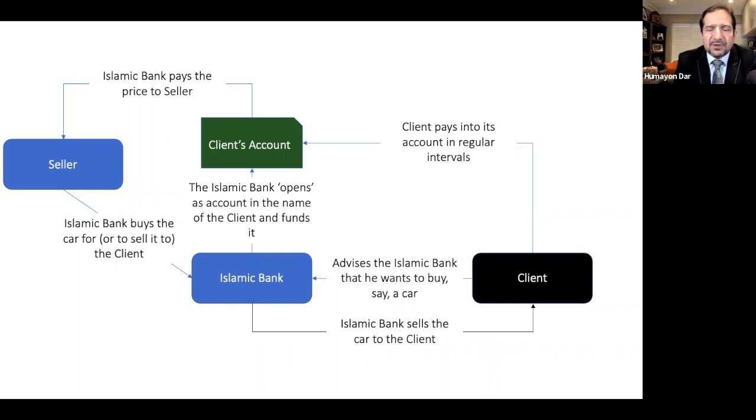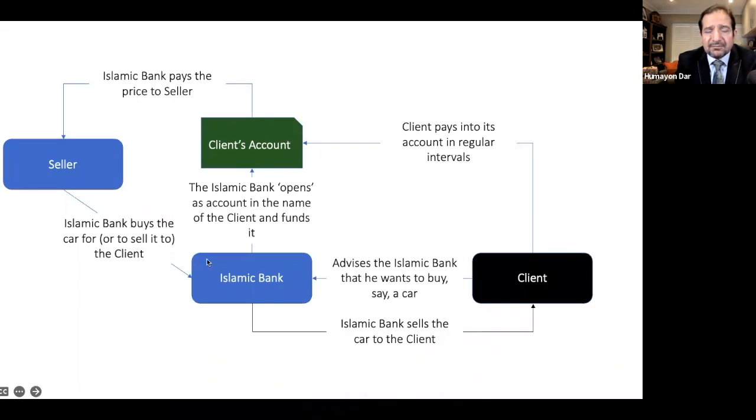In this case, we are using the example of a car. So a client goes to an Islamic bank and expresses its intention of buying a car. The bank would assess the application of the client. If the client is creditworthy, trustworthy, and if the bank thinks that this client fulfills its requirements, then it would open an account in the name of the client.